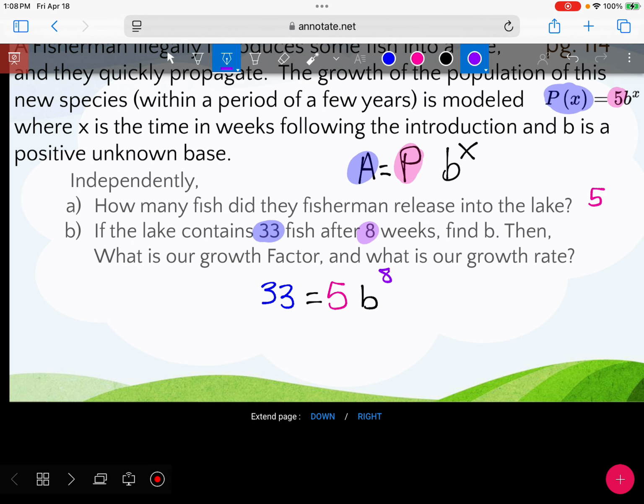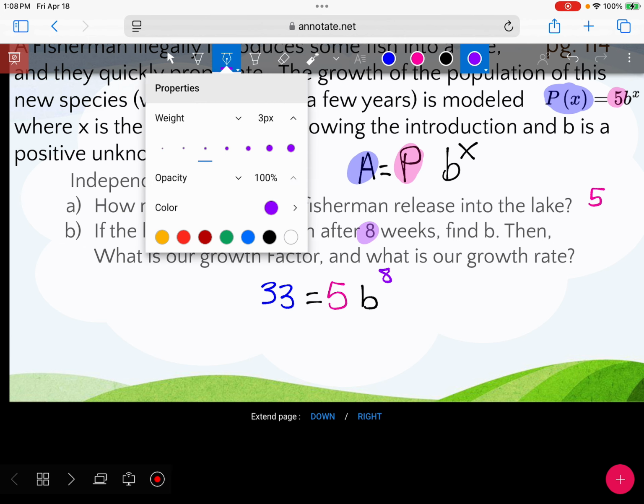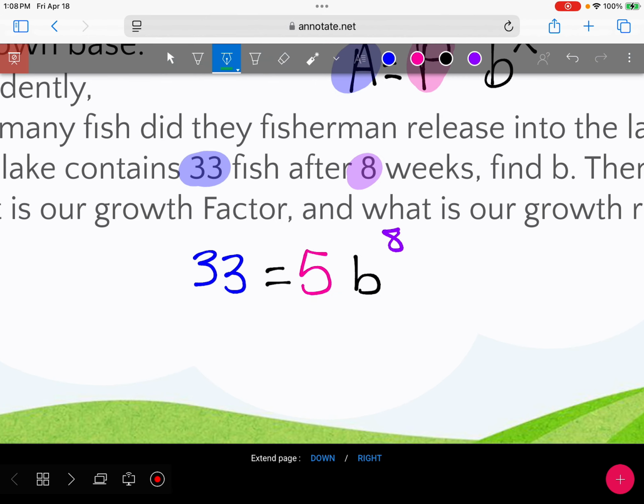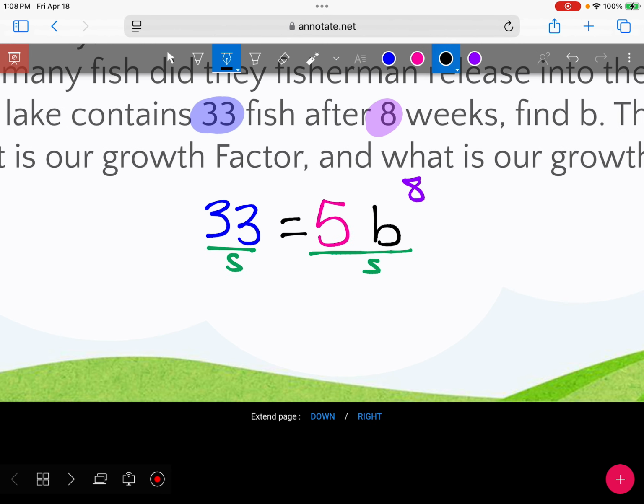So what do we do to try and find B? Divide by 5. So we get 33 divided by 5. 33 divided by 5 gives us 6.6. You can do it as a decimal or you can have it as a fraction, whichever way makes your brain less itchy. Just because some of us will look at fractions and go, ugh. Some of us will look at decimals and go, ugh. So whichever way makes your brain cringe less, do it that way.